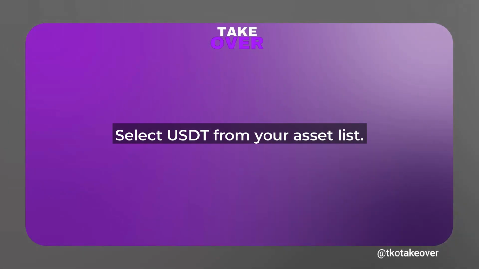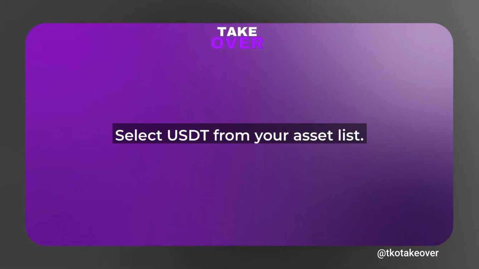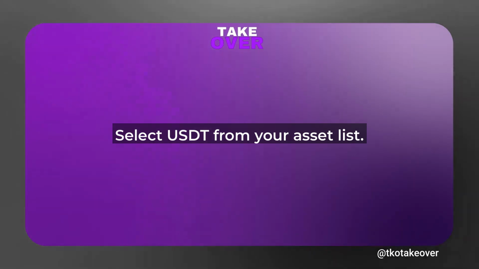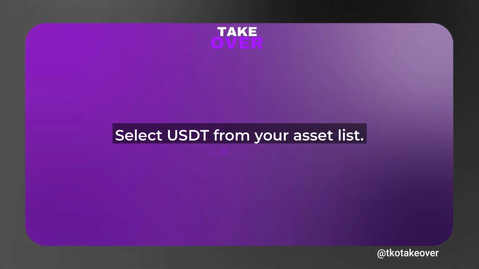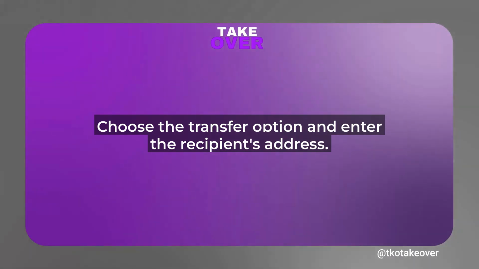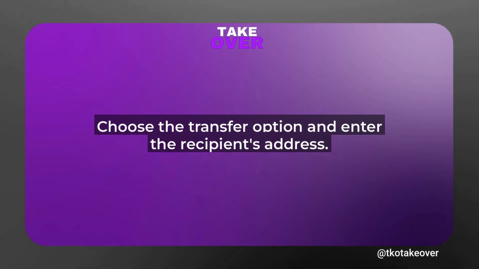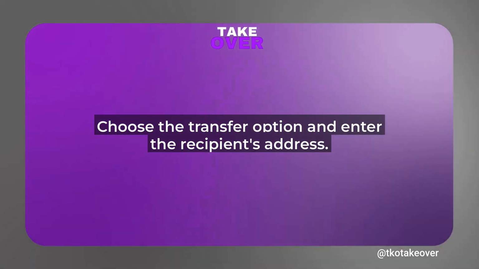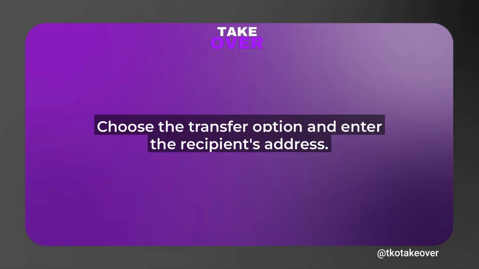Now, find USDT in your asset list and click on it. You'll see options like Deposit, Withdraw, or Transfer. For this tutorial, we're focusing on transferring USDT, which could mean sending it to another wallet on CoinDCX or externally. Select the transfer option, and you'll be prompted to enter the recipient's address. Double-check this address. Crypto transfers are irreversible.